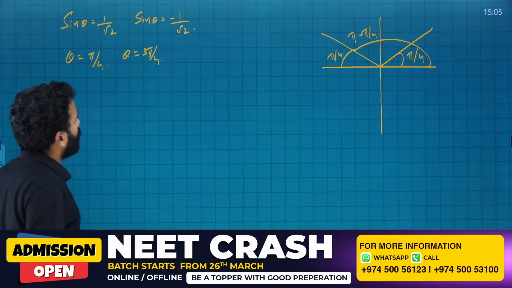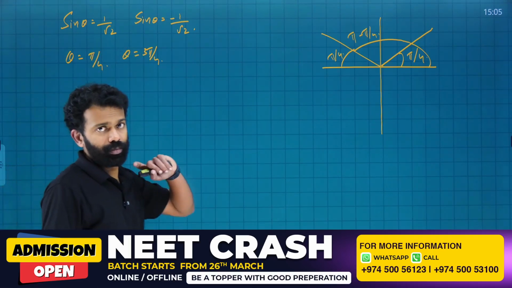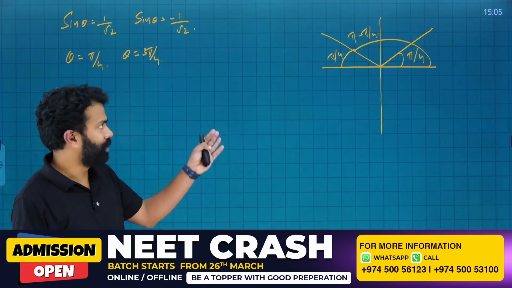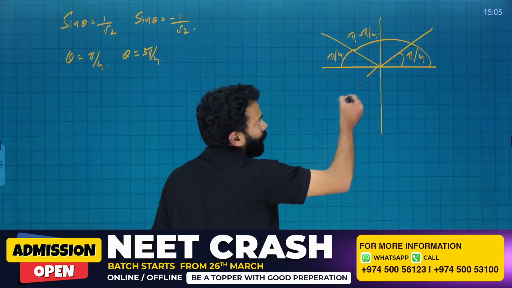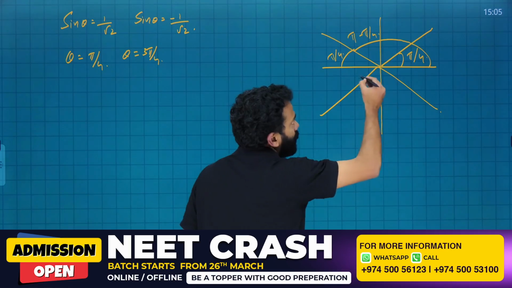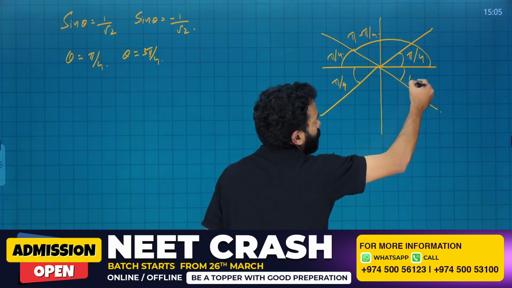Okay, that's all. In the first and second quadrant only, it is 1 by root 2. And what about minus 1 by root 2? Minus means sin x will be negative in the third and fourth quadrant as well. Therefore, here and here, this will be pi by 4 and this will be pi by 4.